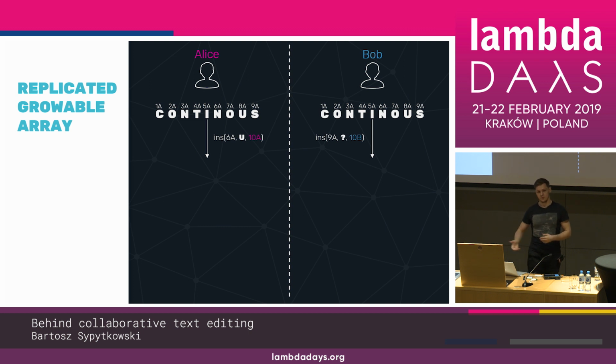On the other side, Bob wants to add something new at the end. He adds a question mark, and he's assigning its position as 10b. Again, the same rule. The latest sequence number that he knew about was 9, so he adds 1, making 10, and he adds his own replica identifier.